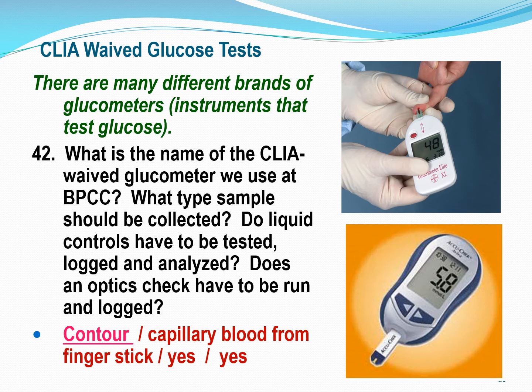So the first thing is we use the Contour. It uses capillary blood from a finger stick. We do have to run liquid controls on it, 2 levels of control every 8 hours, and we do have to perform some type of checks on those instruments to make sure they're working properly.